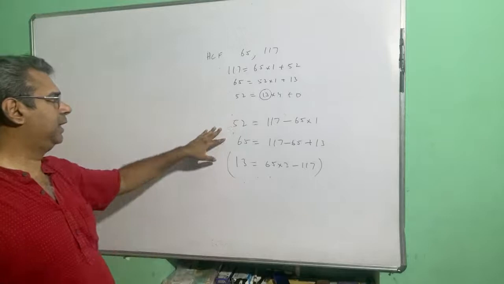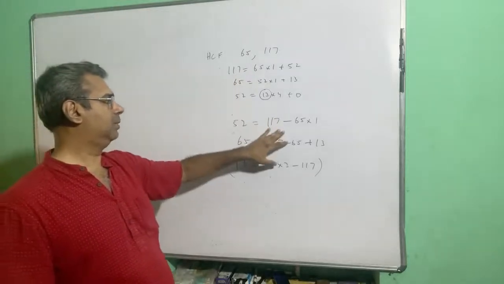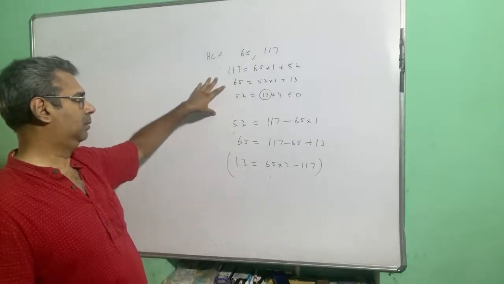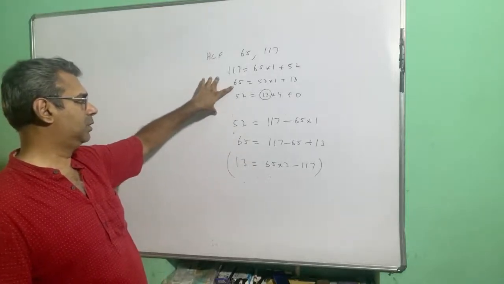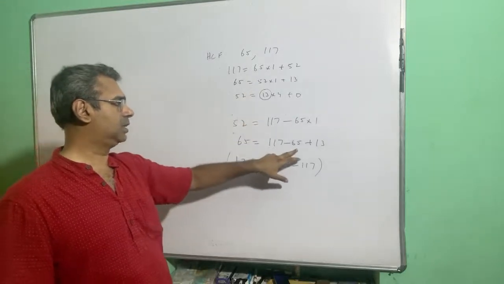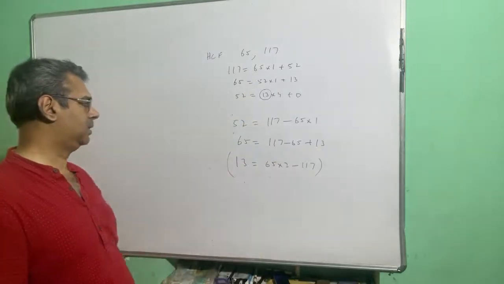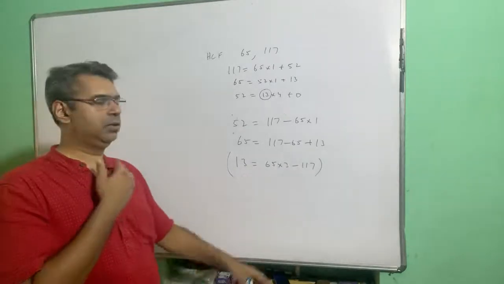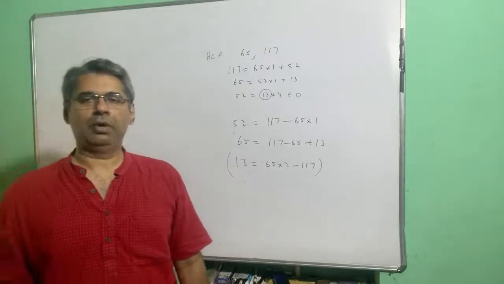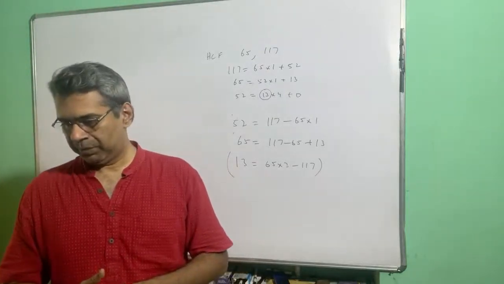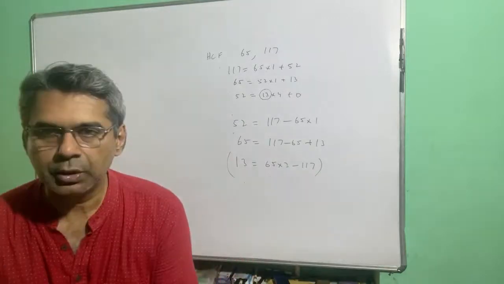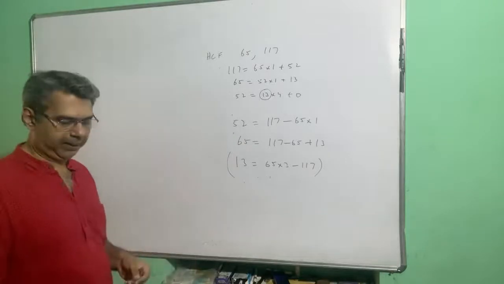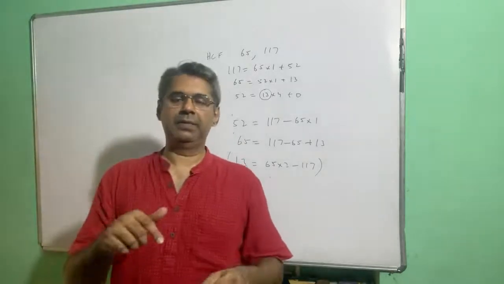So basically 52, you first write 117 minus 65 into 1, then for 65, you go to this equation and replace 52 as 117 minus 65 into 1 plus 13, so finally 13 is 65 into 2 minus 117. So this is how you can express the HCF of two numbers as a linear combination of the two numbers, right? So this is another topic which will help you to solve the PDF in the description box below.